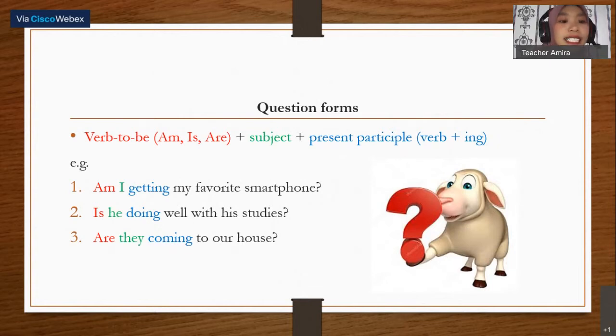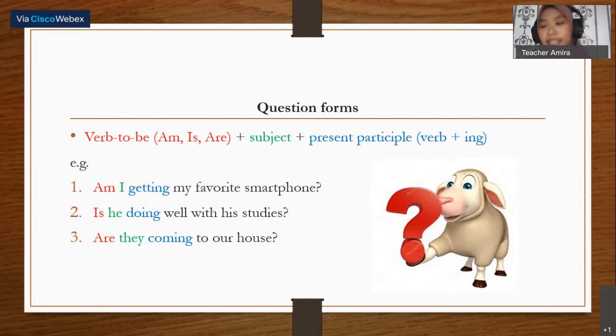And then, is he doing well with his studies? Okay, and then, are they coming to our house? Okay, see, in all those three examples, the verb to be is at the beginning of the sentence and followed by the subject, I, he, they, and followed by the past participle. And then, don't forget your question.